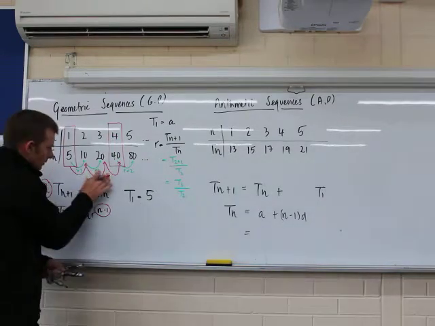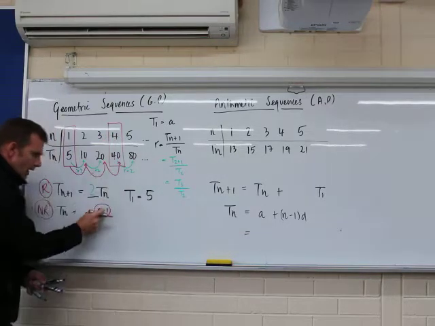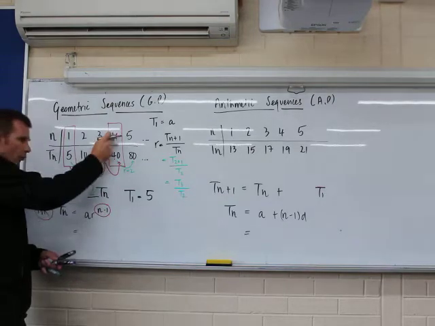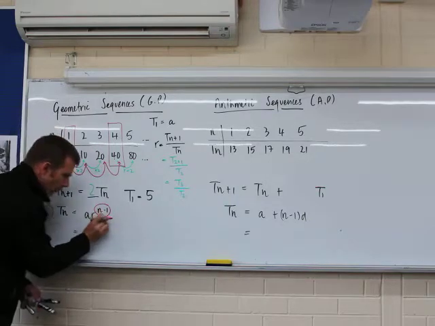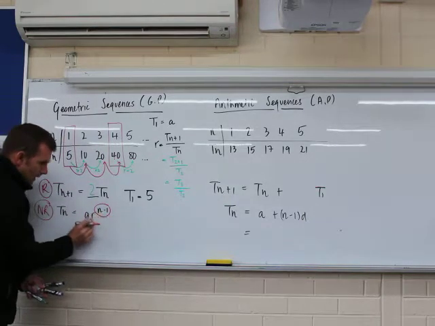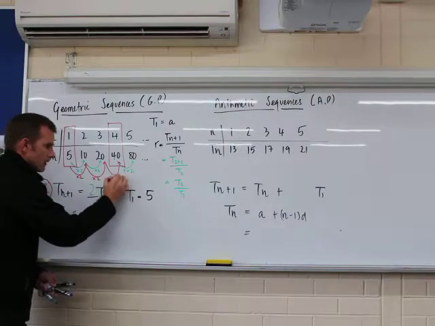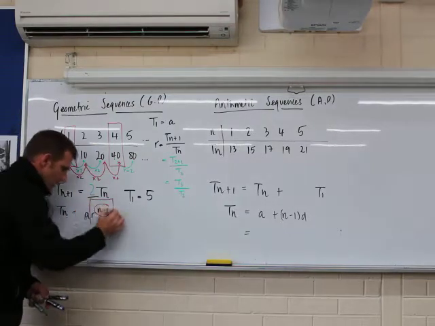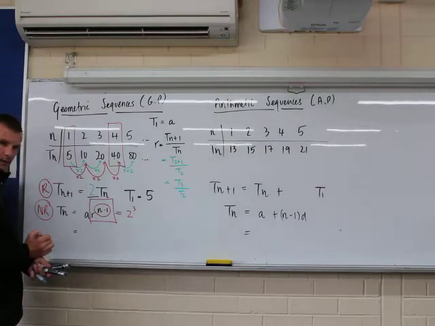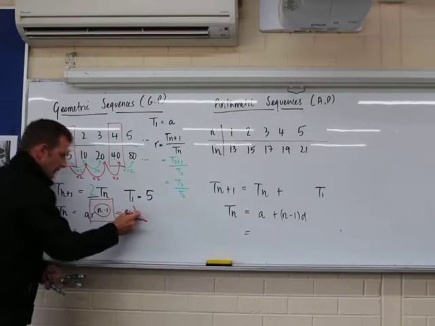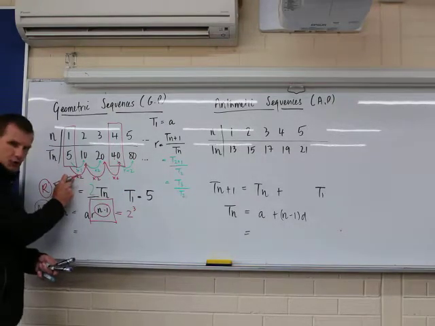So the number of jumps is 1 less than the term number I'm going to. Hence why I've got n minus 1, because 4 minus 1 will tell me the number of jumps that I need to do. So that's why that is n minus 1. It's r raised to that power because each time it's times by 2, times by 2, times by 2. So that part of it really breaks down to 2 to the power of 3, the 3 being how many jumps I moved, and the 2 being the multiplication each jump.